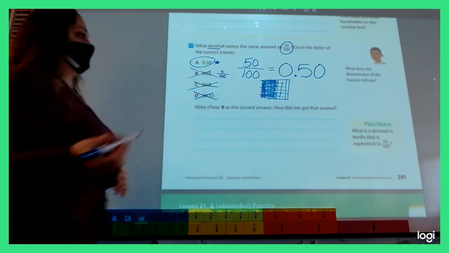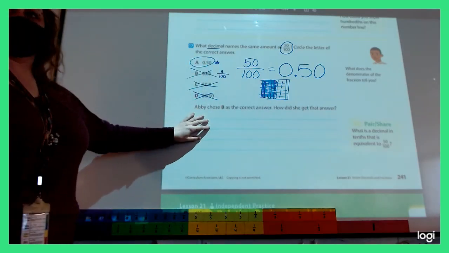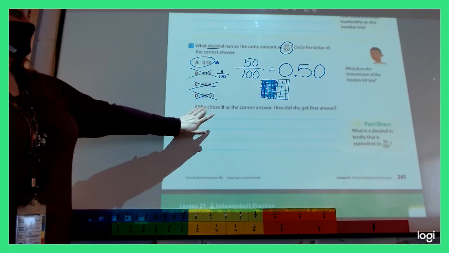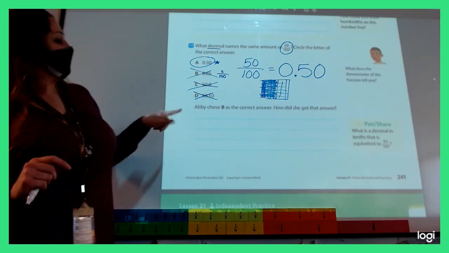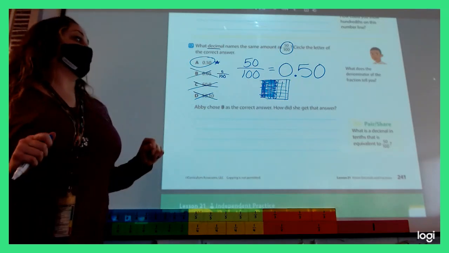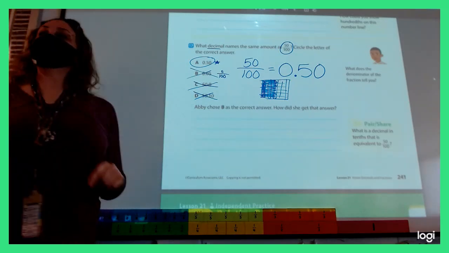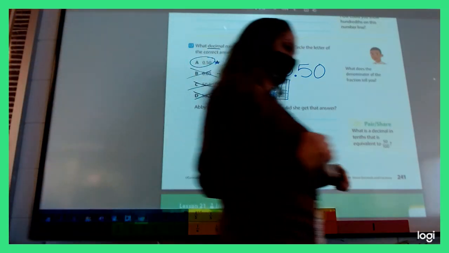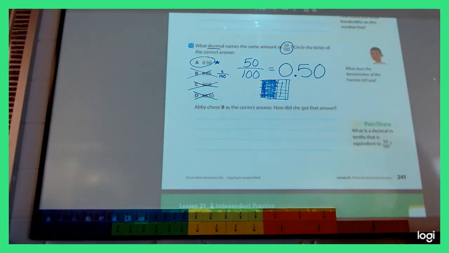A is the answer. Now let's think about Abby, not the one in our class. We're not picking on you. Abby, we can say it's me, okay? Abby chose B. So she picked the 5/100ths answer. Why do you think she got that answer? So think about yourself. You're the teacher.